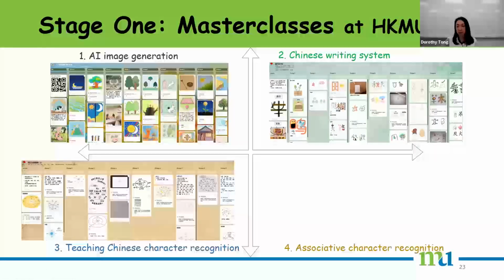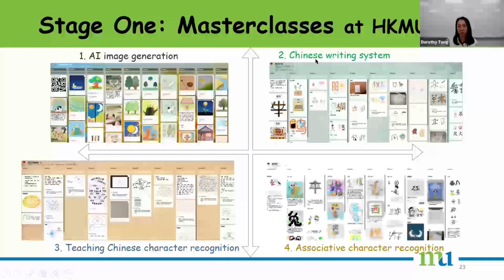And then finally, we explained the concepts behind associative character recognition. The students generated, so it's like a step up from the Chinese writing system workshop till the last workshop on associative character recognition. You can see that students are able to grasp a better understanding of how to put the forms of the characters together with their meaning. Okay, and let me show you some examples.